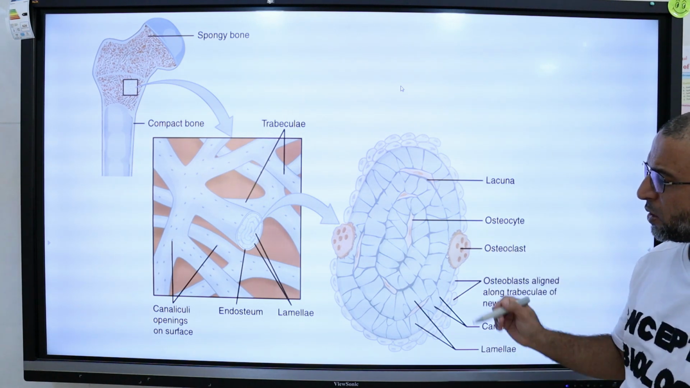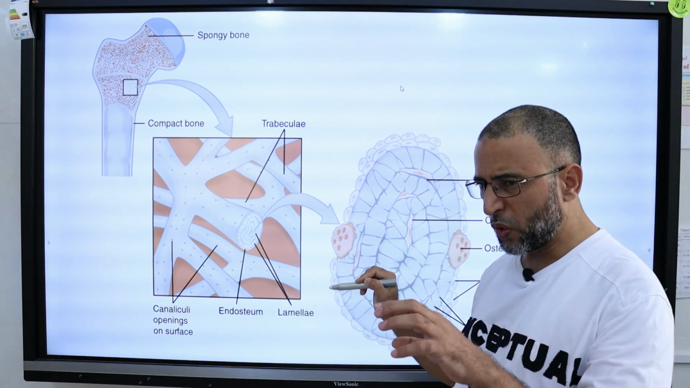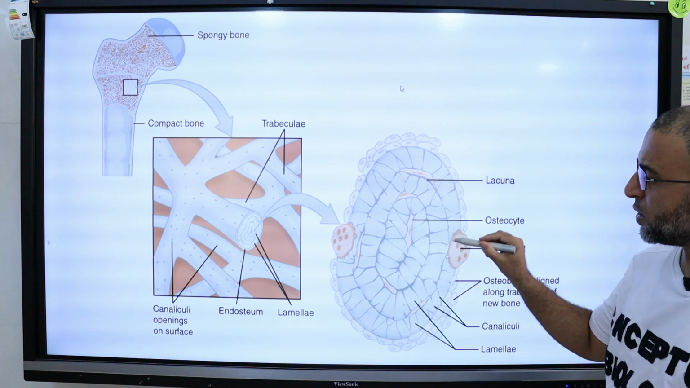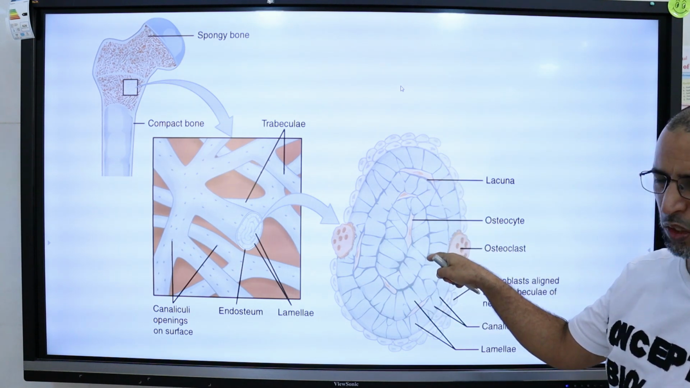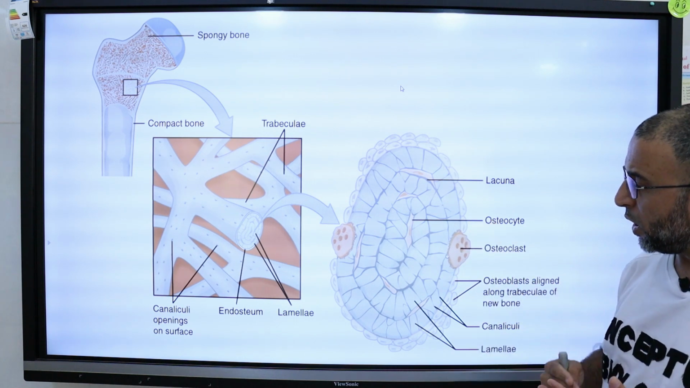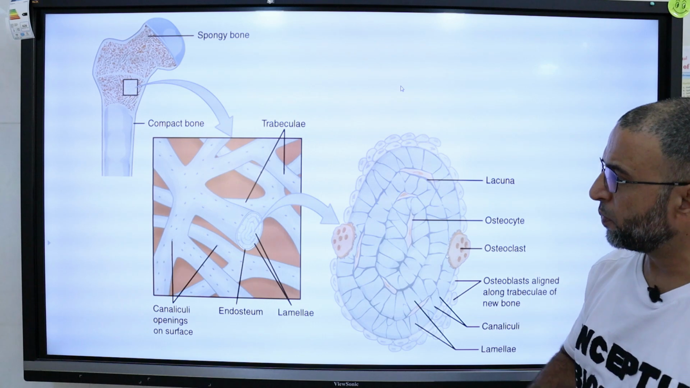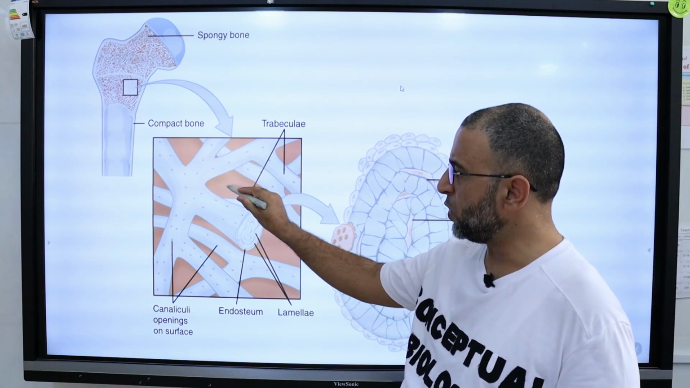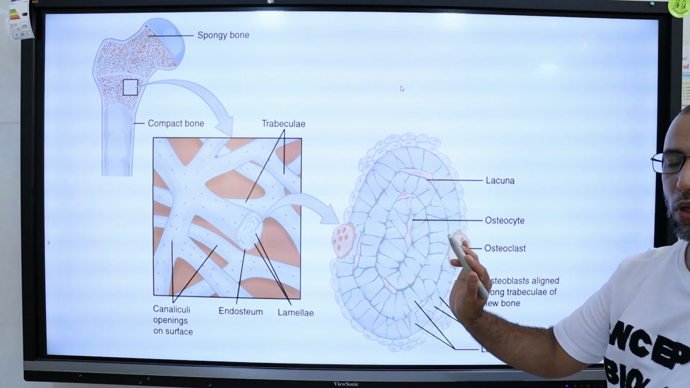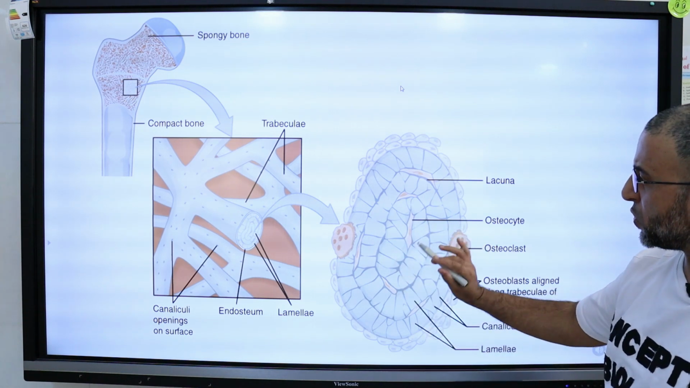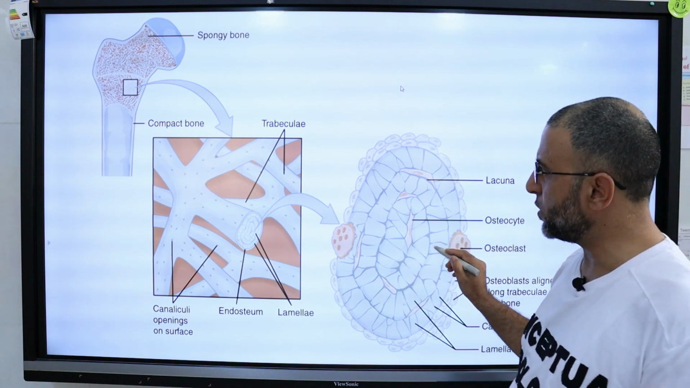And the difference between trabecula and osteon: each osteon has a central canal, but that central canal is not present in trabeculae. So, that is why the blood vessels, lymph vessels and nerves are present here in the spaces between the trabeculae, and they distribute food nutrients to the osteocytes, and they also collect wastes from the osteocytes.